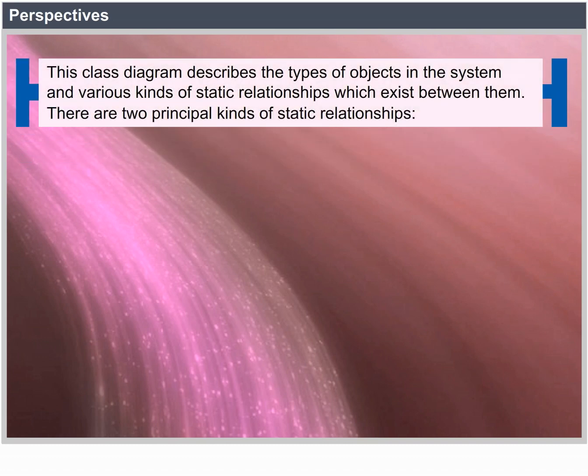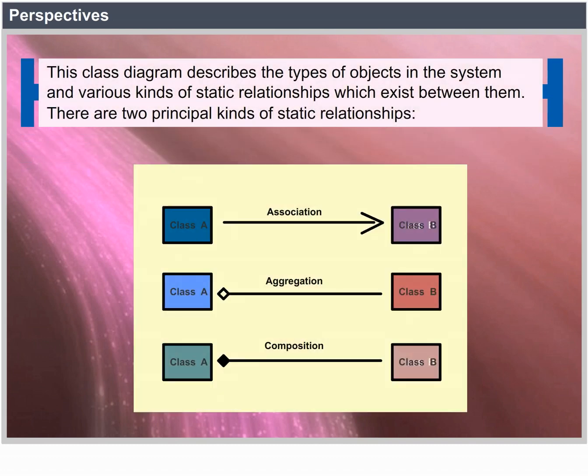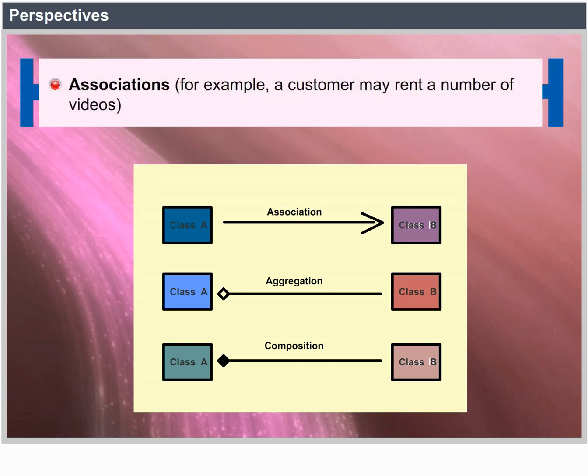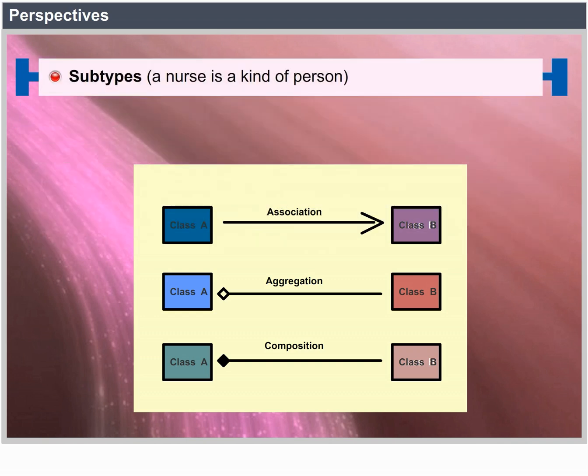Perspectives. This class diagram describes the types of objects in the system and various kinds of static relationship which exist between them. There are two principal kinds of static relationship. Association. For example, a customer may rent a number of videos. Subtypes. A nurse is a kind of a person.